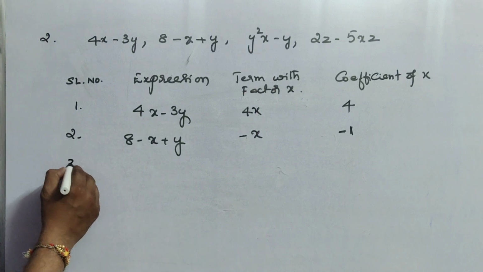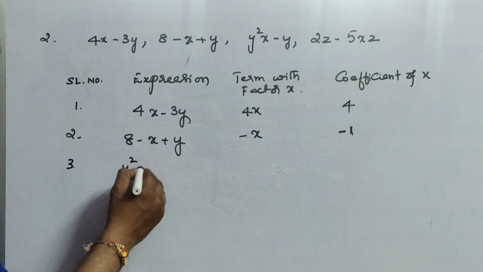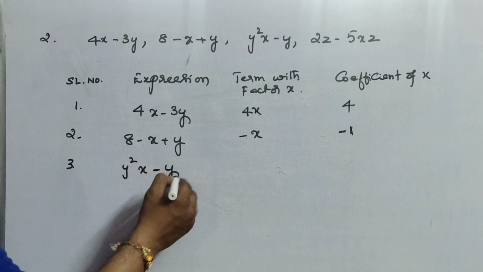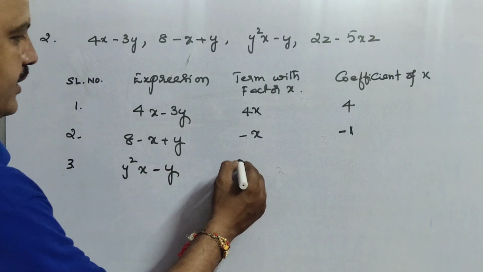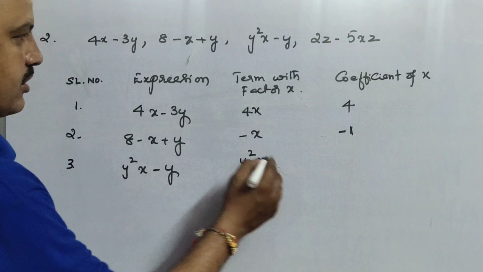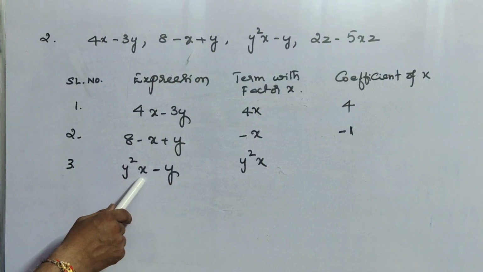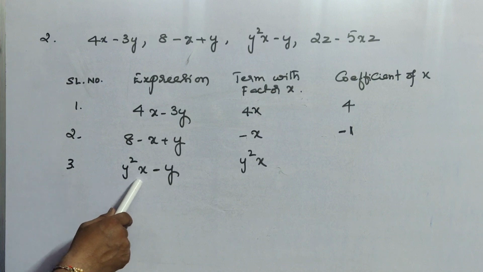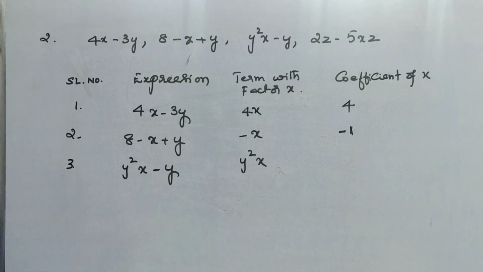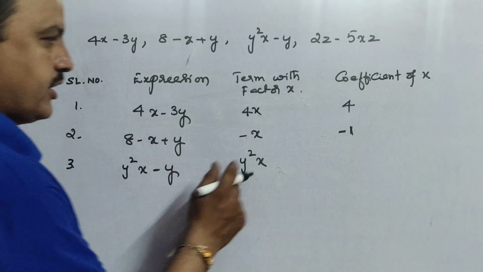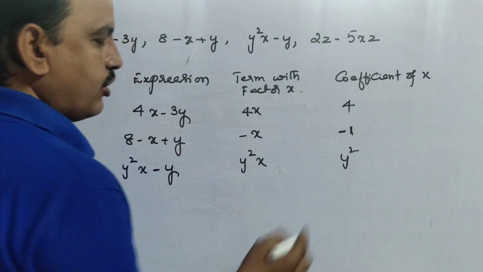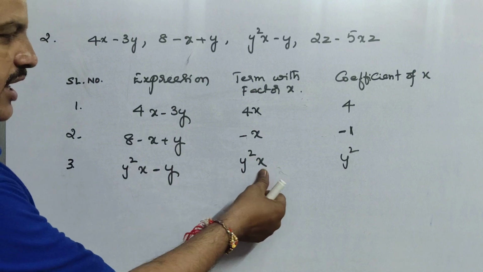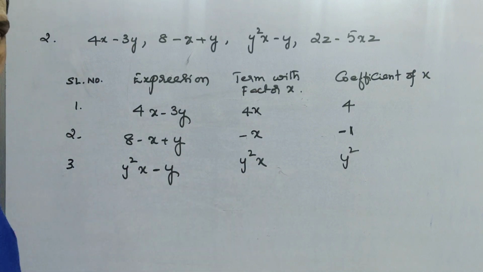Now coming to the third question, y square x minus y. That means y square x you have to write, because for the term with factor x, whatever is attached with x, we have to write. That is y square, minus y square x. Now what is the coefficient here? So what will you write here? The coefficient is y square. As I told you, what he asked is, leave that and write the remaining, y square.